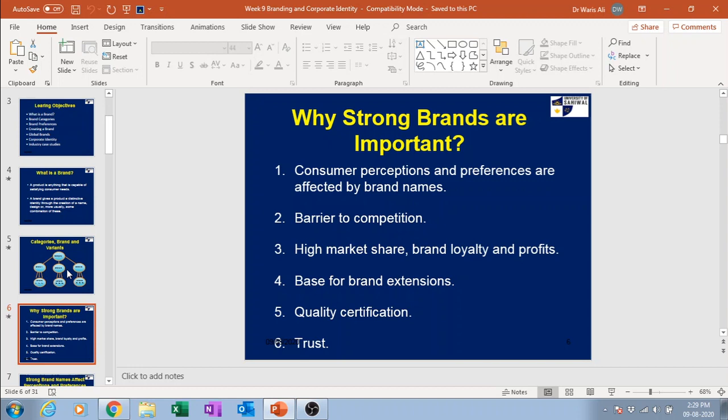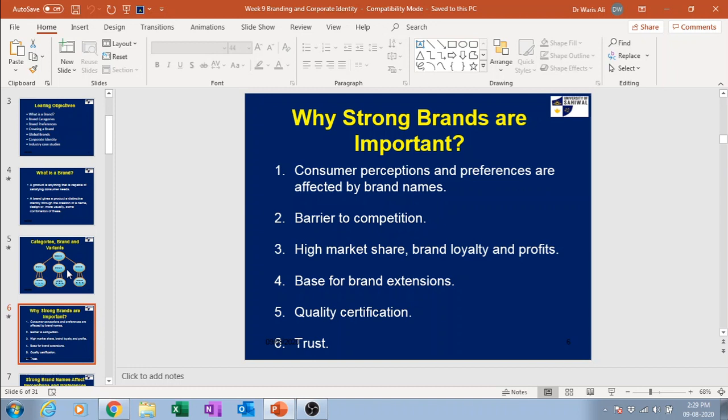If we write Apple over a laptop, we perceive that this is a quality laptop and a secure laptop. Because these benefits or these perceptions are attached with the Apple name. So those perceptions or preferences actually influence consumers in their decision making.